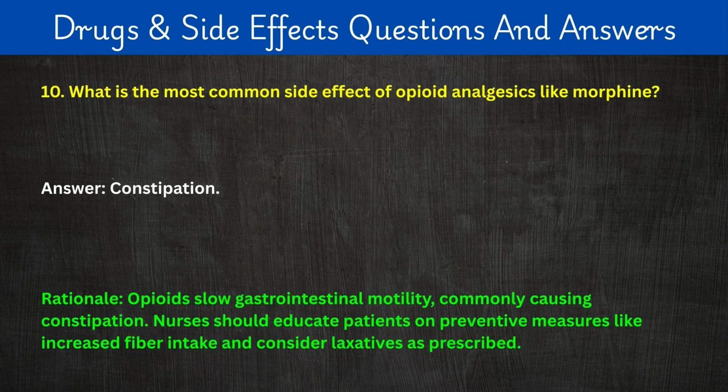10. What is the most common side effect of opioid analgesics like morphine? Answer: constipation. Rationale: opioids slow gastrointestinal motility, commonly causing constipation. Nurses should educate patients on preventive measures like increased fiber intake and consider laxatives as prescribed.